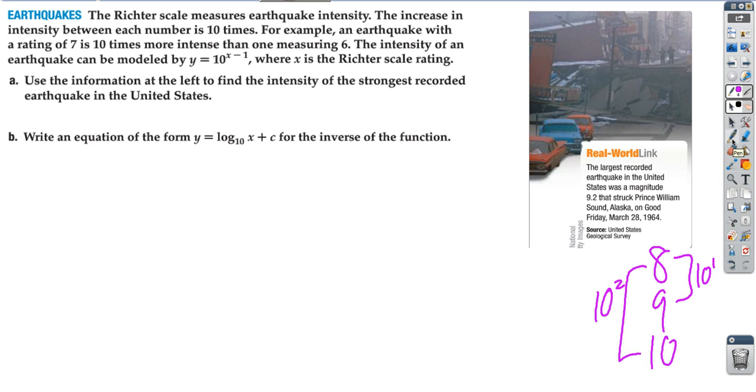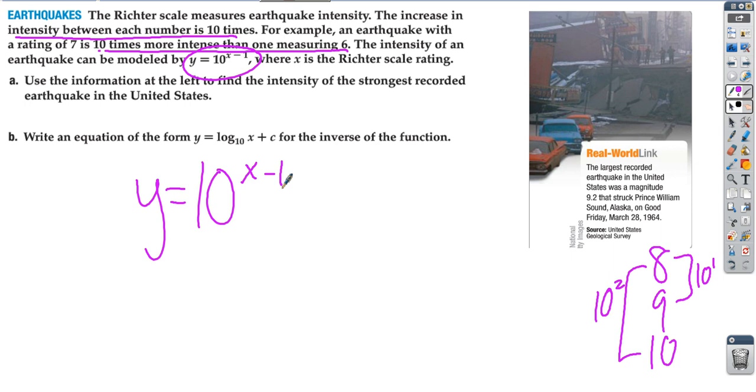And that's what this says right here. The increase in intensity between each number is 10 times. So an earthquake of 7 is 10 times more intense than one of 6. An earthquake of 8 would be 100 times more intense. Okay, here's the equation. y equals 10 to the x minus 1. x is the Richter scale rating, and y is the intensity.